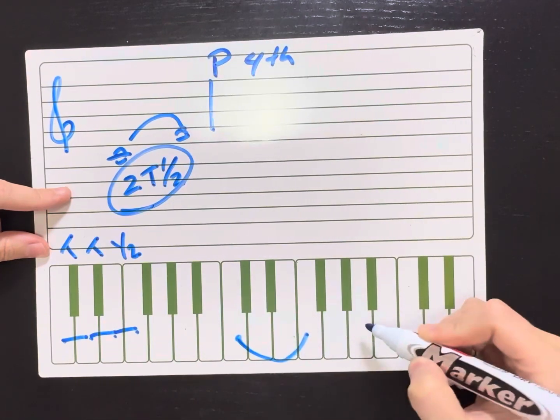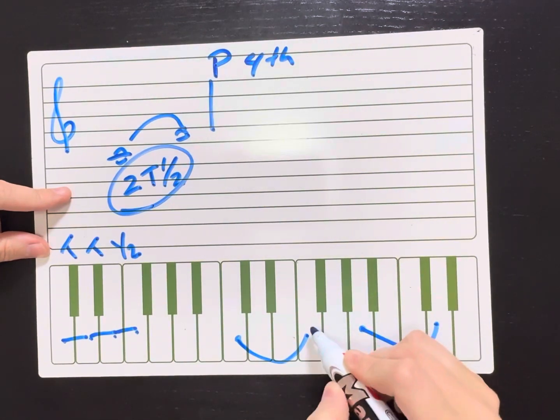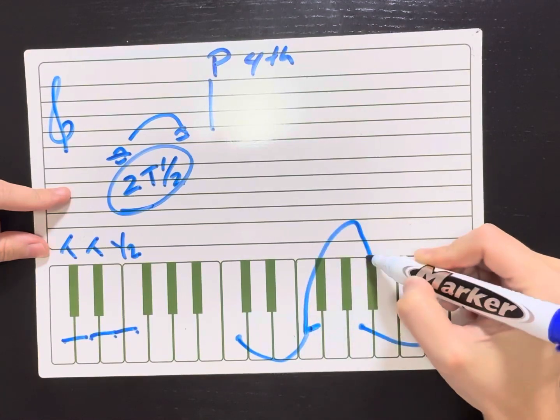A to D, also a perfect fourth. Check it. F to B flat, also a perfect fourth.